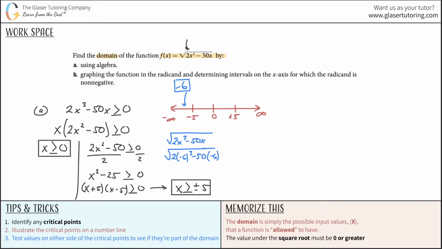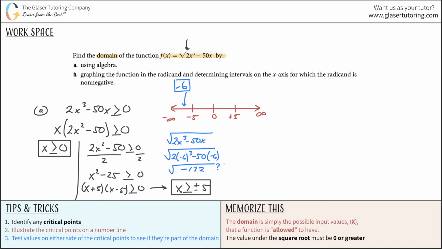If you want, you can just plug this into the calculator and find out what part is under the radical. So we get 2 times negative 6, cubed, and then it's going to be added, essentially, because it's 50 times 6. And we get negative 132.